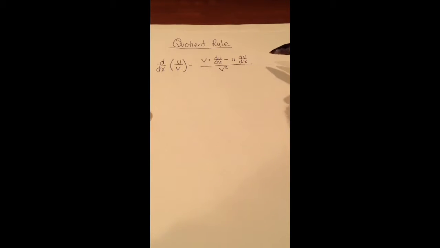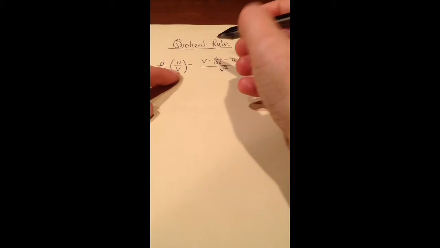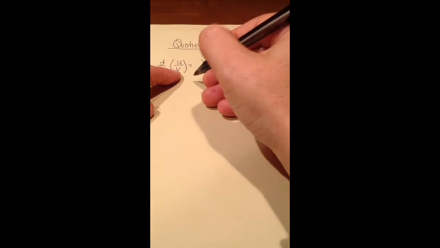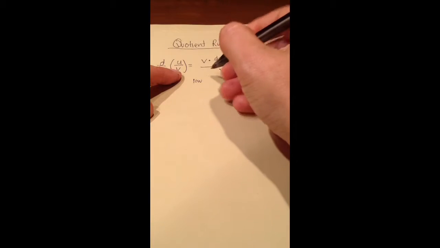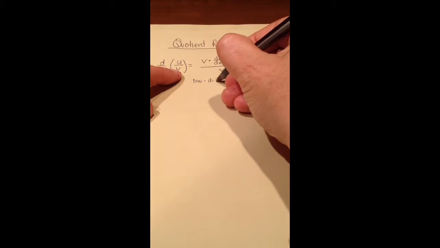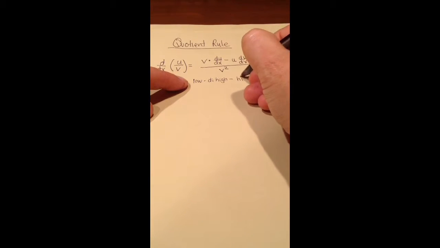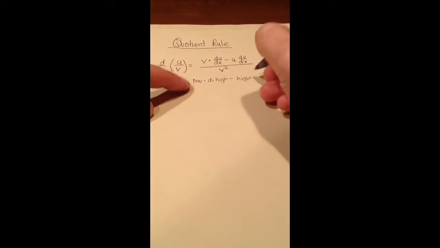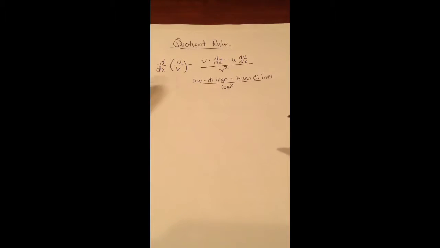There is a little trick that you can use to memorize it. A little song you can kind of sing to yourself is you take the low, which is the denominator, times the low d high, you say, low d high, minus high, which is the numerator, times d low, all over low squared. So that may help you.